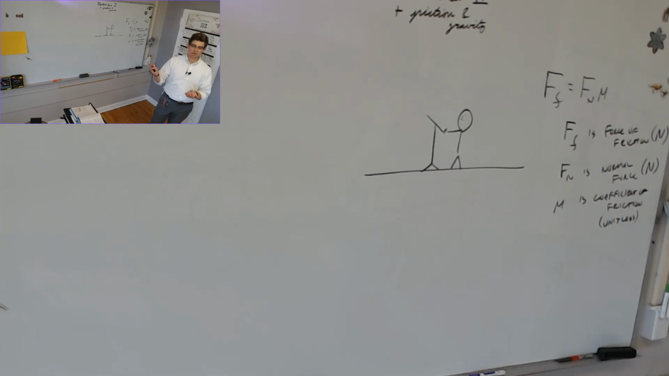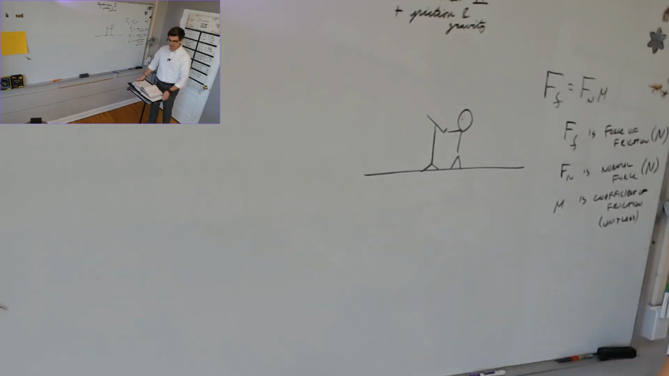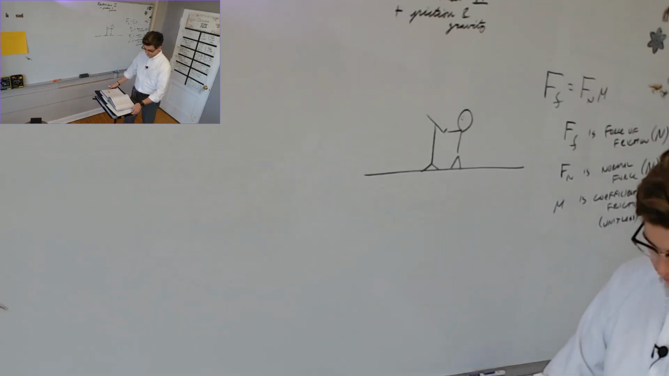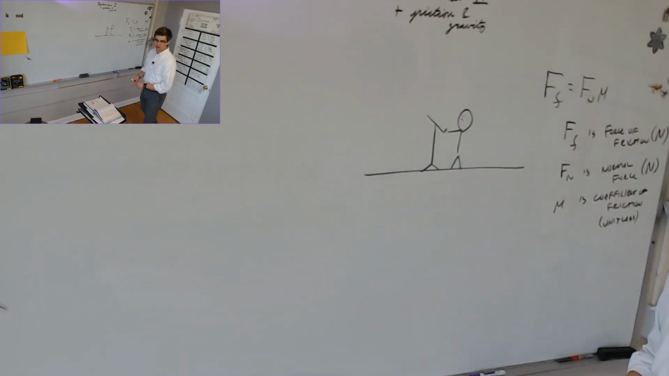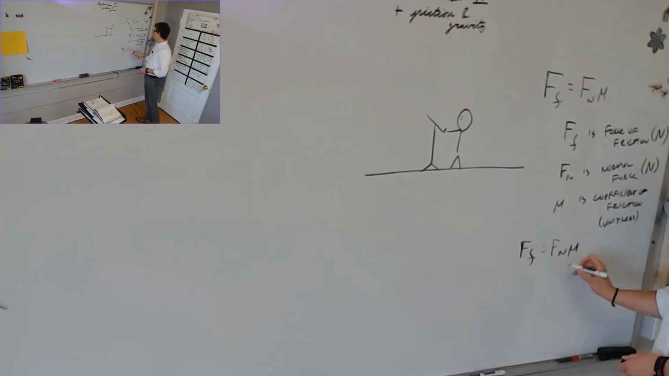But there are tables and tables and tables online of the coefficient of friction of any two given surfaces. So the steel on wood of my music stand would have a certain coefficient of friction. I don't know what it is. Let's say it's 0.3. F sub F equals F sub n times mu. 0.3 is the coefficient of friction.